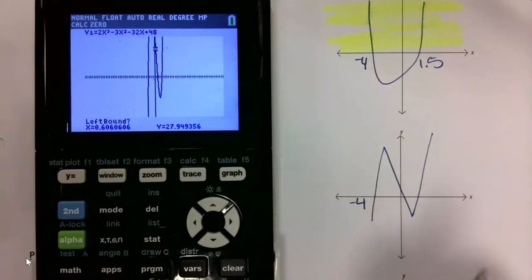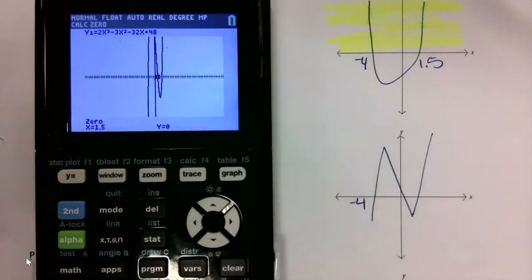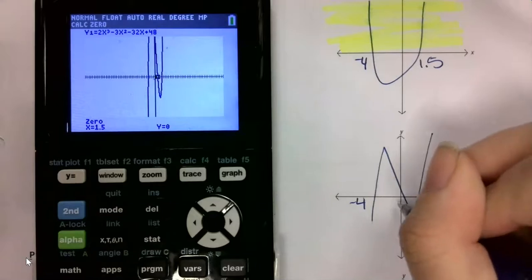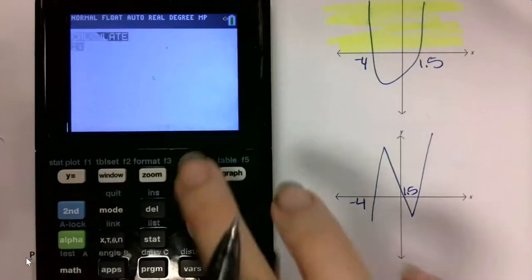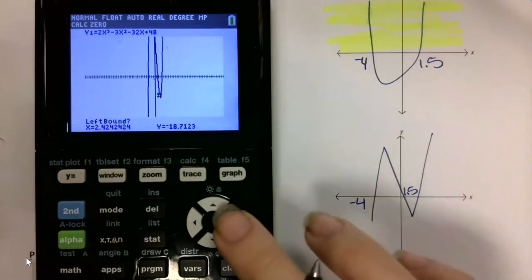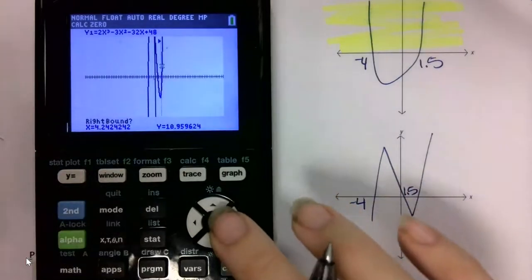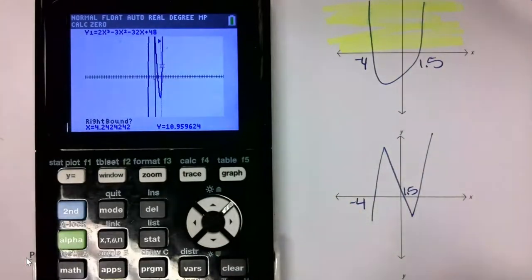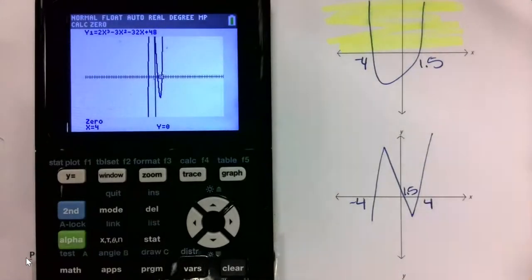And then I see it, so I press enter. I cross the x-axis. I press enter twice. That one is 1.5 again. And then I'm going to do the third one. So I go second trace, 0. I want to be on the other side of the little dip. I press enter. And then I cross the x-axis and I press enter twice, which gets me 4.